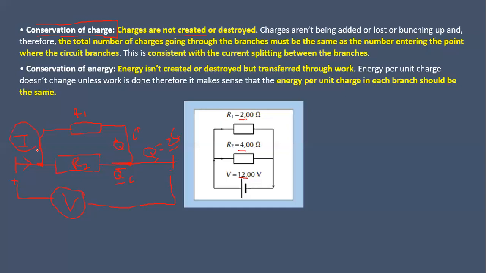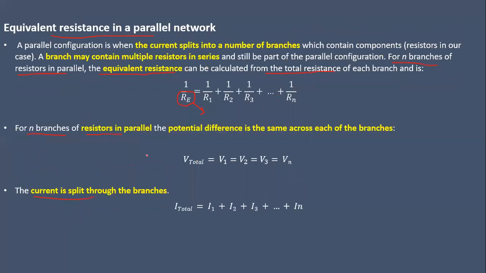That is why resistors that are connected in parallel are said to be current dividers. So the current is split between these two branches, this branch here as well as this branch. But for potential difference, it is the same. They say potential difference is the same across each of these branches.